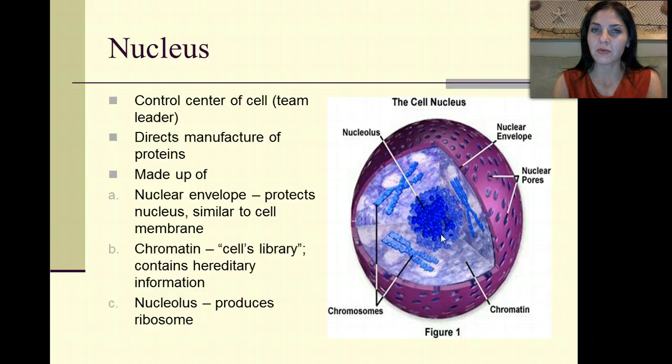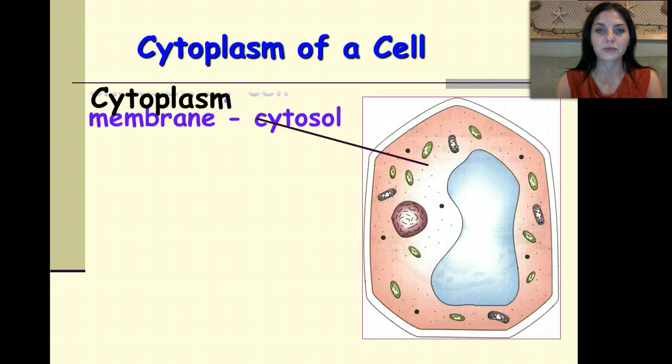Whenever we undergo cell division, which is the process of mitosis, this chromatin in the center of the cell, right here, is going to condense into the form of a chromosome. The nuclear envelope protects the nucleus. So chromatin is like the cell's library. It contains the hereditary information, and the nucleolus also produces the ribosomes.